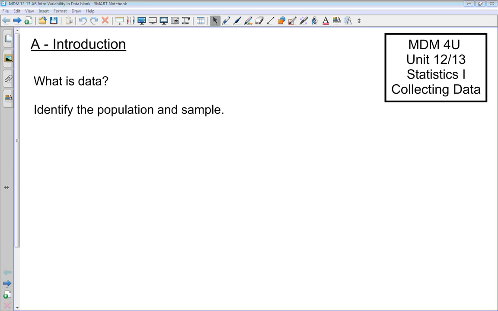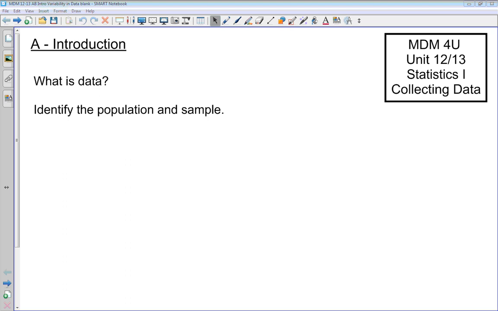So this is our first lesson in Unit 12-13, where we're starting to work on statistics. The focus of this unit is on collecting data that we're then going to analyze. In our first lesson, which is an introduction to the data collection process, we want to look at a couple of things. First of all, we want to be clear on what is data.